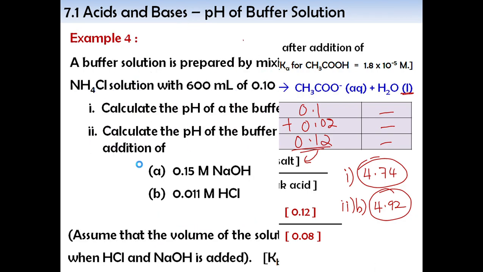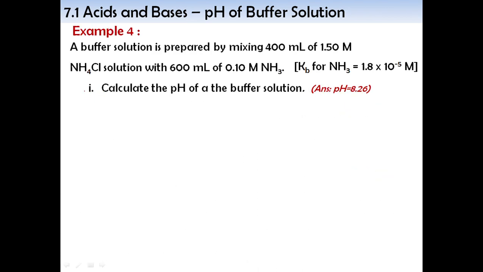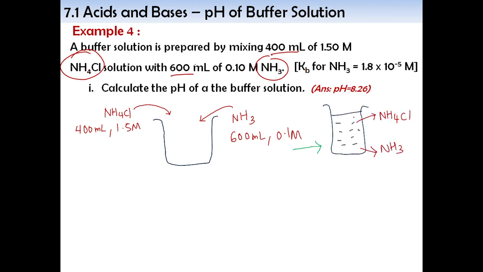To understand better, I go to one more example, example 4. I'm going to focus on the first question. For this one, I make a buffer solution. So, I have an empty beaker. What do I put in this? I mix 400 ml of NH4Cl and 600 ml of NH3. After I mix, then I get the buffer solution. When you add 600 with 400, the final volume for the buffer is 1000 ml. So now, the concentration for these two is no longer the same because the volume has changed.